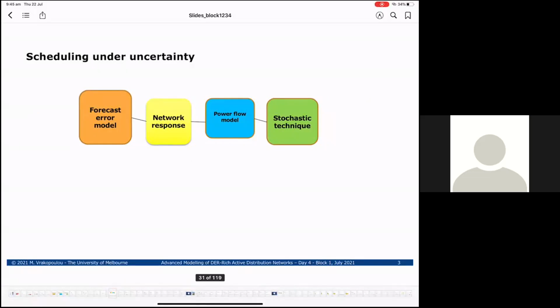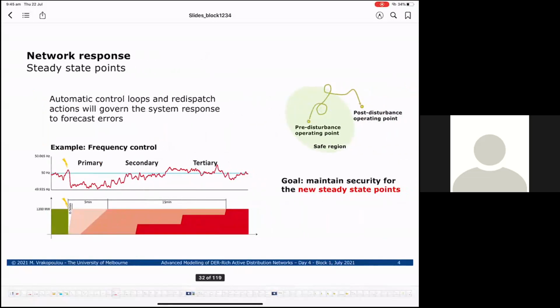So I'm going to discuss a little bit each of these parts in this presentation. And we're going to start with the network response, the yellow one, and the steady state points.